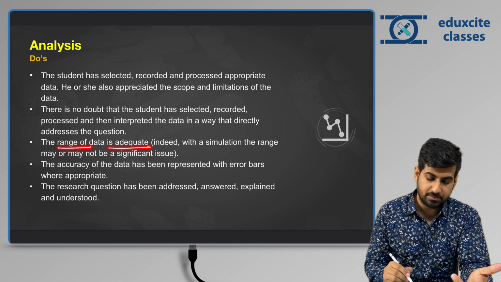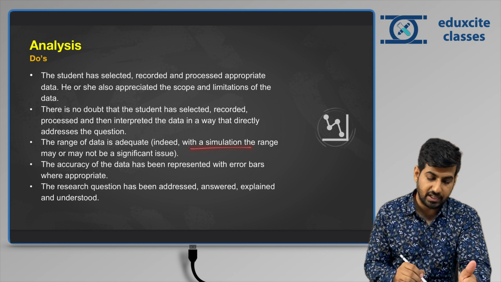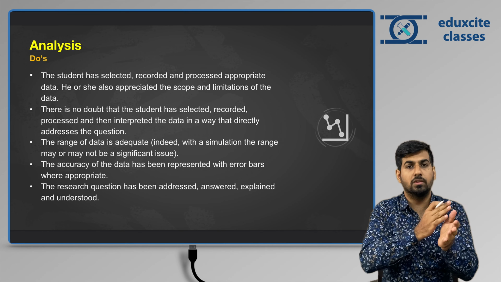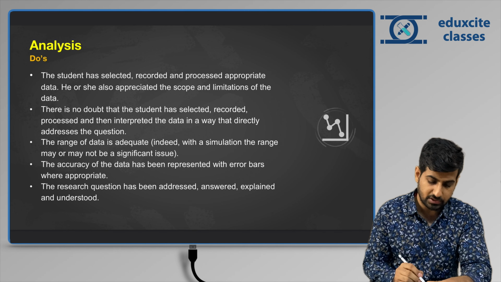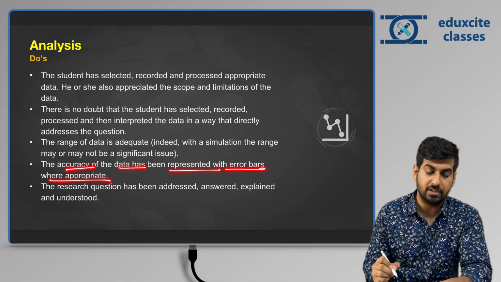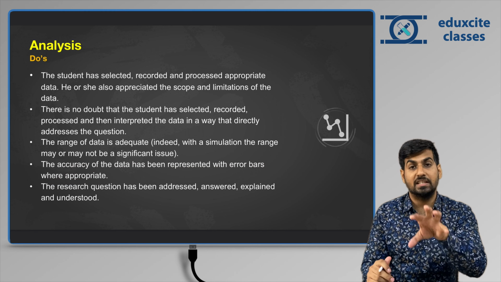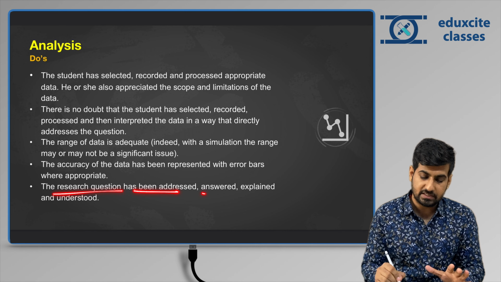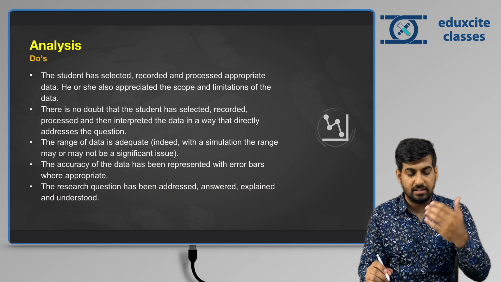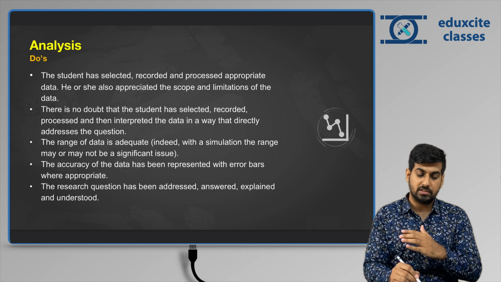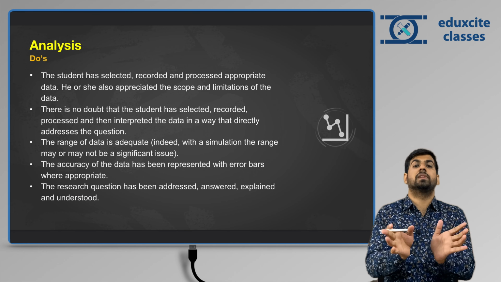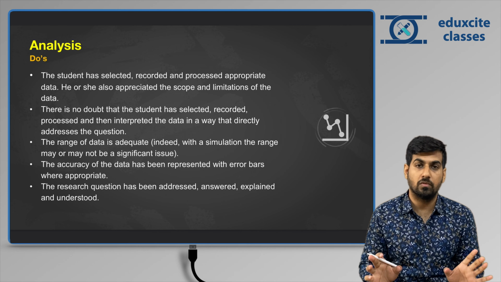As I said, the range of data must be adequate. If you are using a simulation, the range may not be a significant issue, because there is a minimum and a maximum, so you can plan accordingly. So that is not an issue in the case of simulation. The accuracy of the data has been represented with error bars wherever appropriate. If the error bars are significant, you have to mention it in the graph. The research question has been addressed and answered, explained and understood. So at the end, whenever your analysis is over, you must be in a position to address, answer and explain your research question, whatever it was.